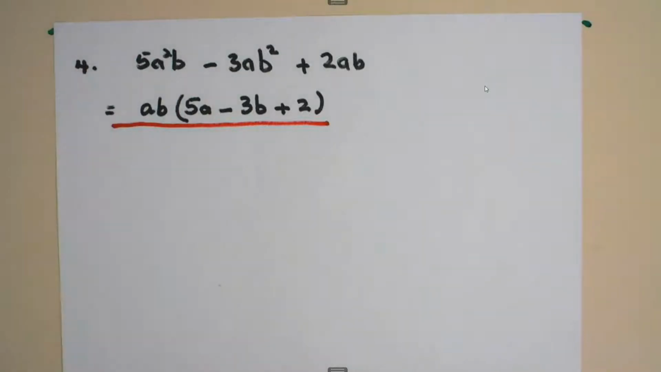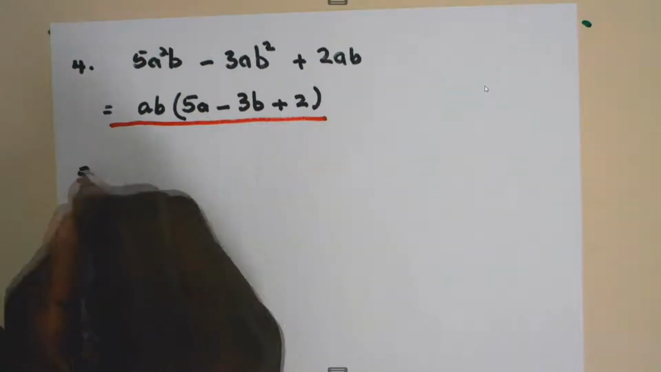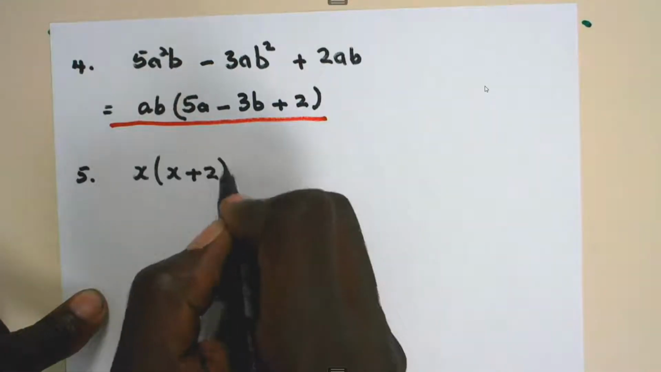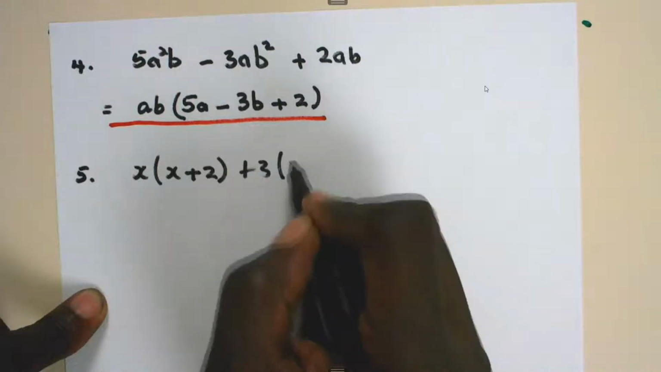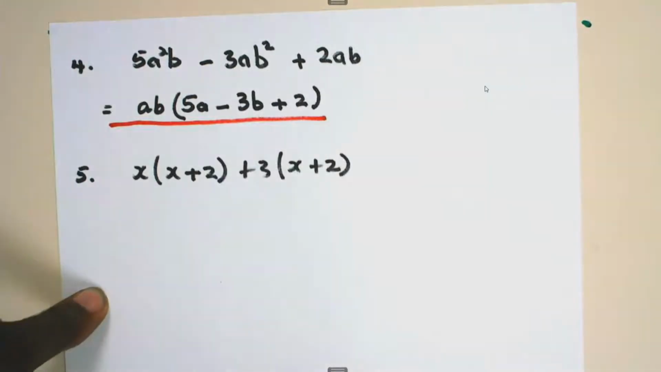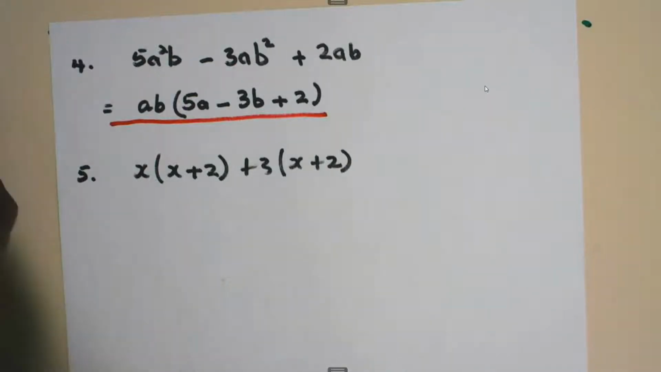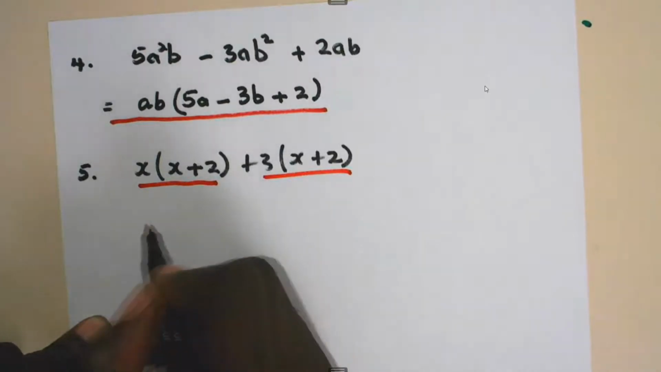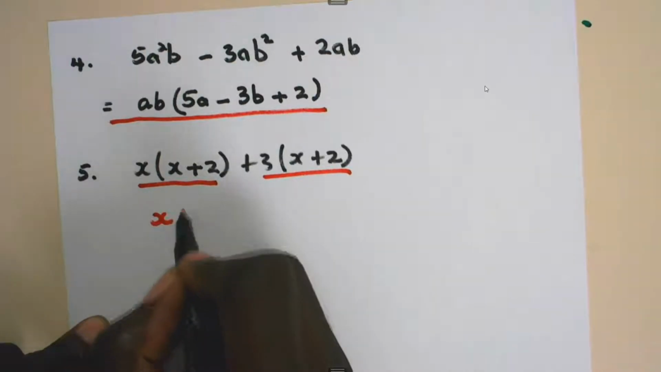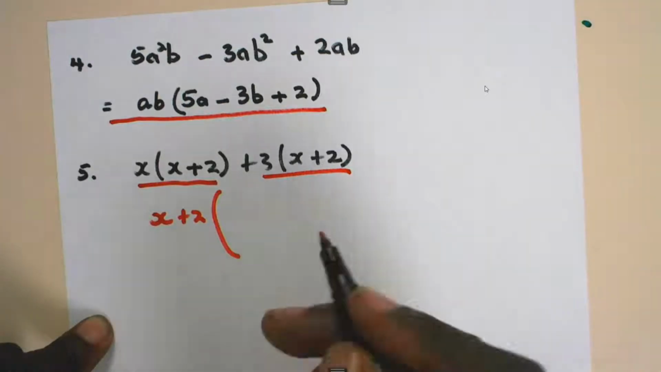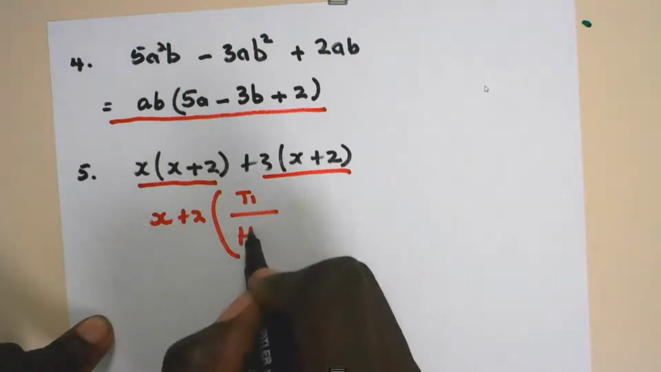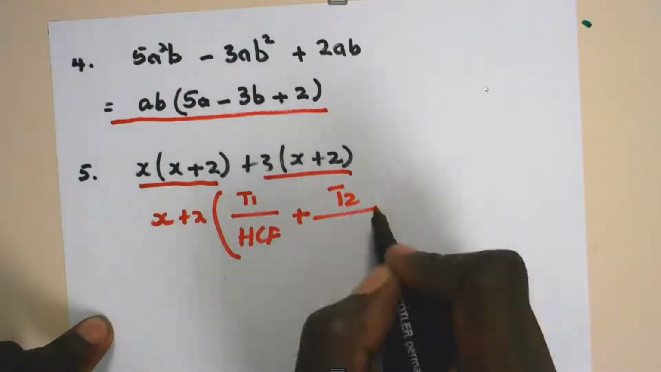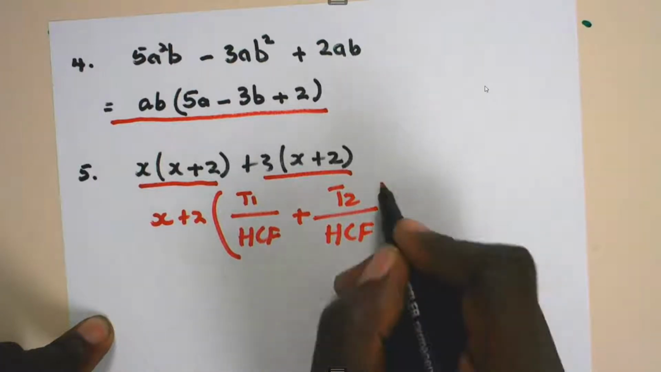The last one is x into x plus 2, plus 3 into x plus 2. This is also another type, which is type 2 now, with the bracket. We have only term 1 and term 2. So we take out the common factor, which is the one inside the bracket, x plus 2. And then we're going to divide term 1 by the highest common factor plus term 2 divided by the highest common factor.